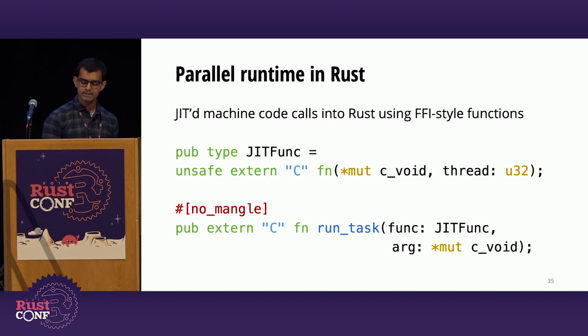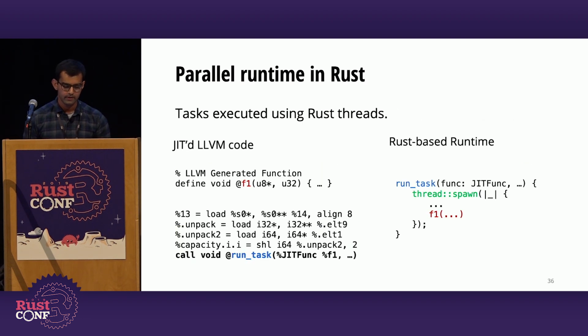And then you have this run task function, which is a standard everyday Rust function, except it has this C wrapper as well. By wrapping it as an FFI function, you can call that function from the generated code. So this is what that looks like. This is kind of scary looking, but it's not that bad. You have this function F1 that's generated via the JIT, and then you have some code that does some unpacking and stuff. And then you have the run task function. Run task takes F1, which is a function that we generated, as an input. This is just a pointer.